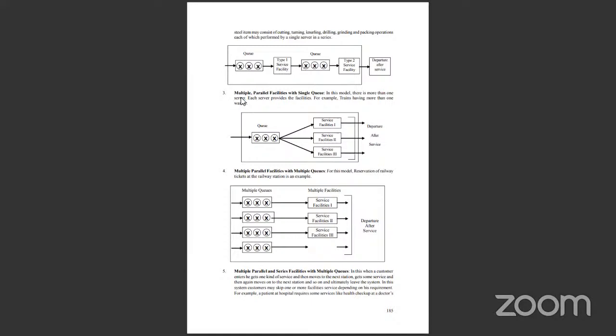The third one is a multiple parallel facility with a single queue. That means in this model there is more than one server and each server provides the facility. For example, trains having more than one washer. That means from any of the service facilities you can use it. So service facility 1, 2 or 3, then departure after service.